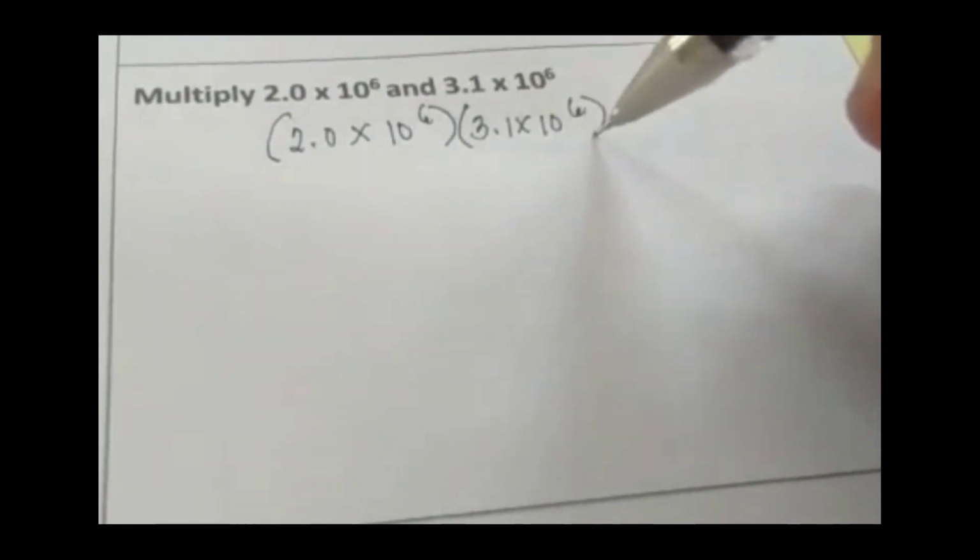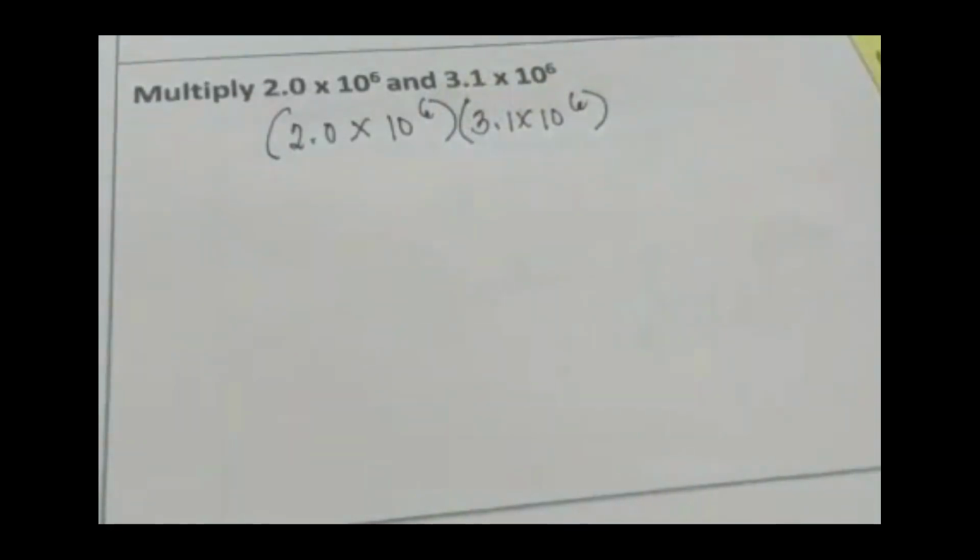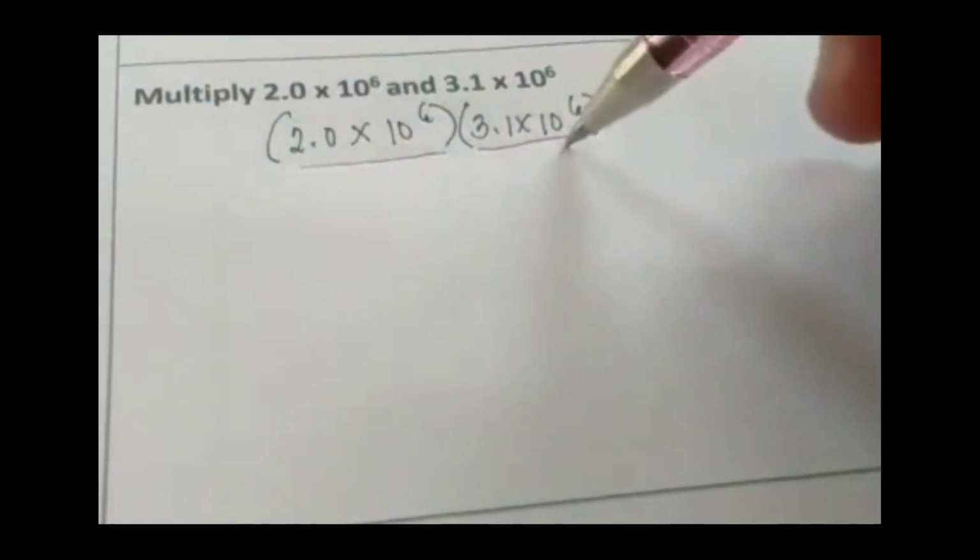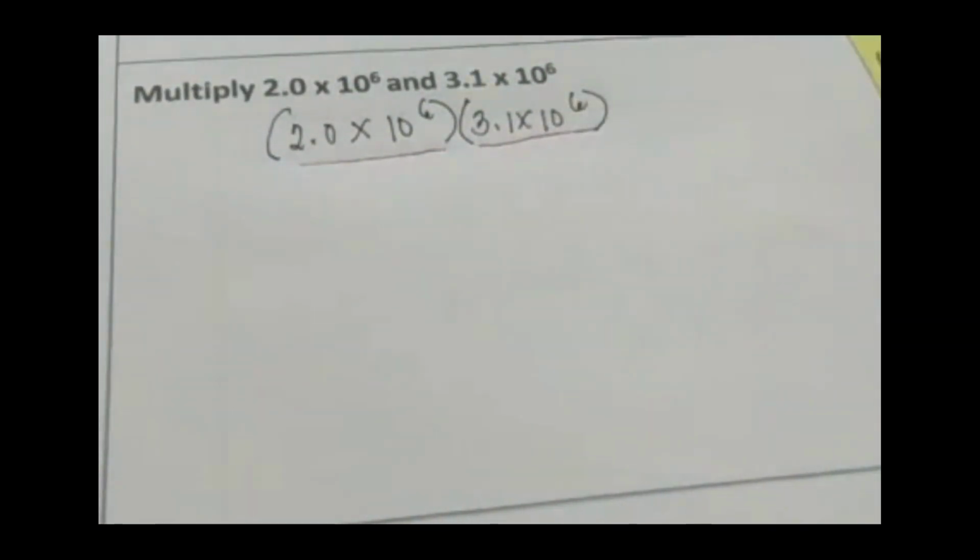Number 1. Multiply 2.0 times 10 to the power of 6 and 3.1 times 10 to the power of 6. If we rewrite this, that is equal to 2.0 times 10 to the power of 6 multiplied by 3.1 times 10 to the power of 6. So this parenthesis here means multiplication. So we're going to multiply two scientific notations. This is the first scientific notation and we have the second scientific notation.